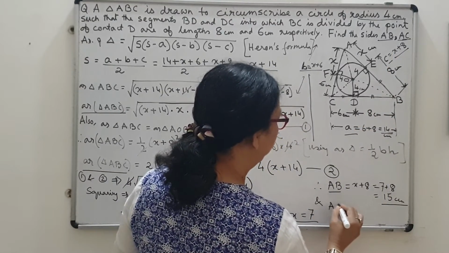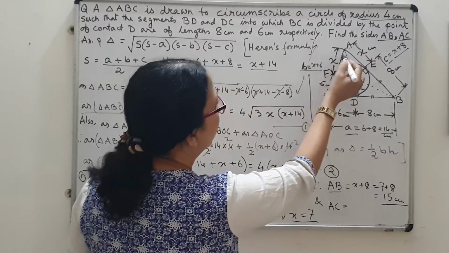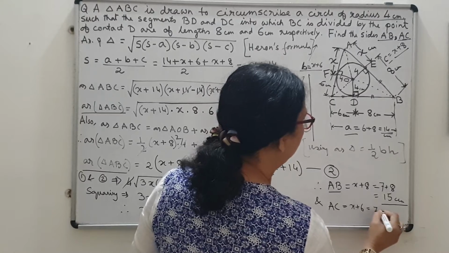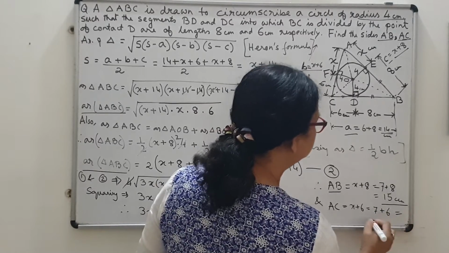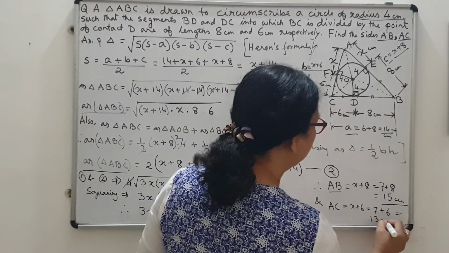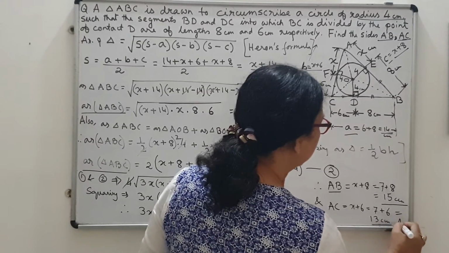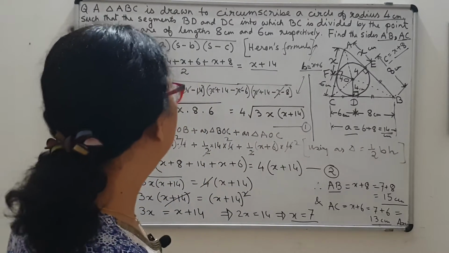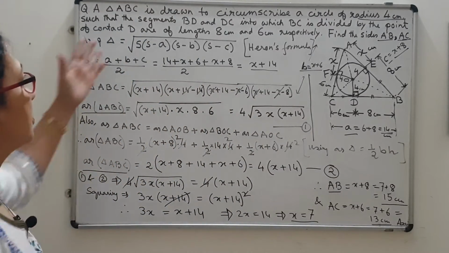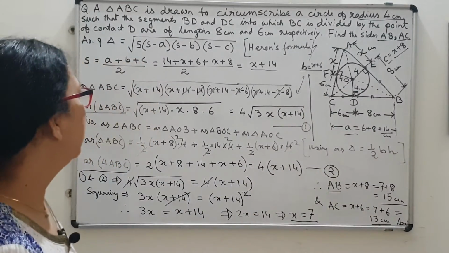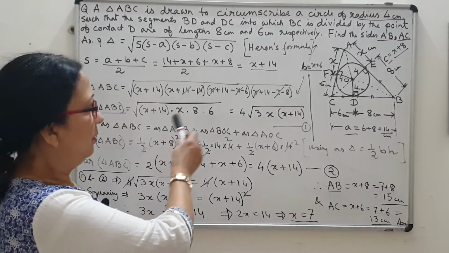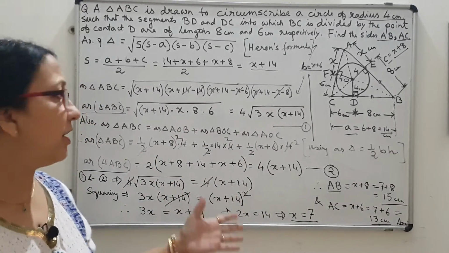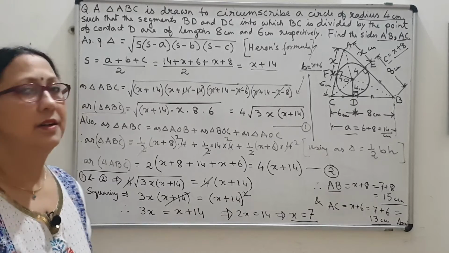And AC, what is AC? It is your x plus 6. So it is 7 plus 6, that is 13 centimeter. So these are the answers. Okay. So in this way we solve these questions, a very different type of question. I think you have understood the method I have explained with sufficient clarity, I hope.